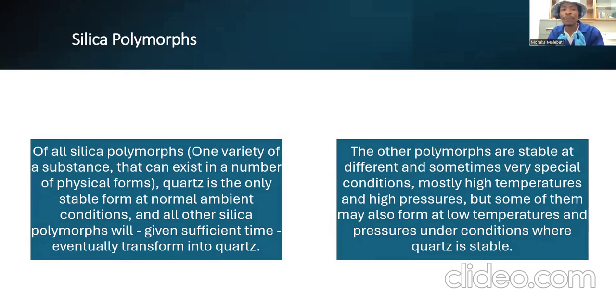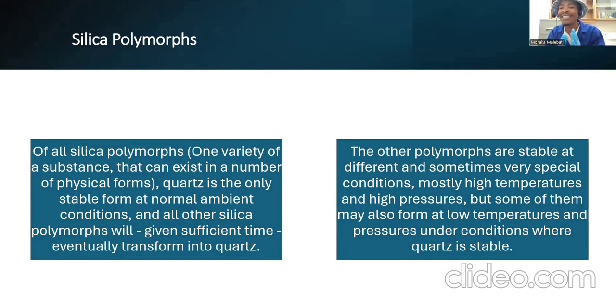Of all silica polymorphs, a polymorph being one variety of a substance that can exist in a number of physical forms, quartz is the only stable form at normal ambient conditions, and all other silica polymorphs will, given sufficient time, eventually transform into quartz. So they're trying to transform into the quartz when you change the pressures and temperatures.